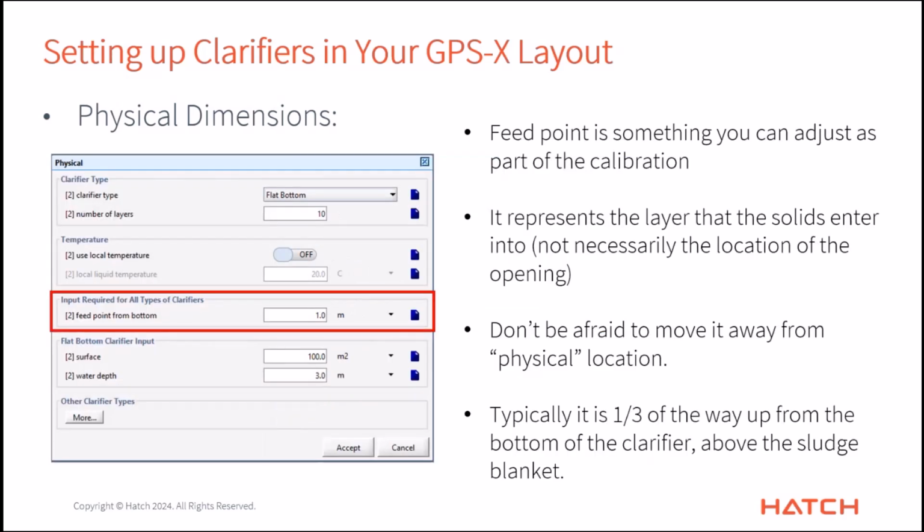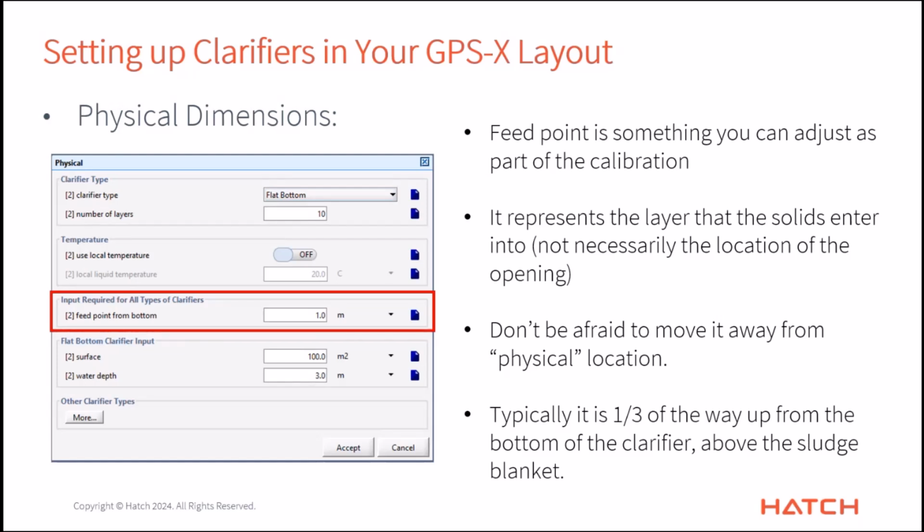Now, this one particular parameter I have its own slide for, because it is a pretty key one that I always want to make sure we touch on. The feed point from the bottom will determine which one of the 10 layers is the feed layer, right? So this is something that you can adjust as part of the calibration. You would tend to think that the feed point would be some physical measurement, like where you have an opening or the bottom of your feed well.